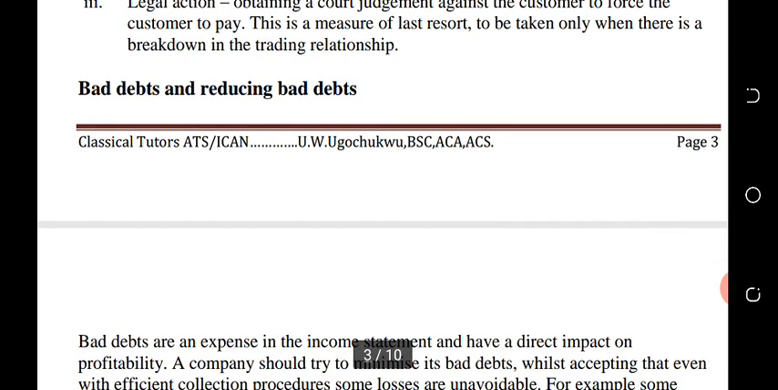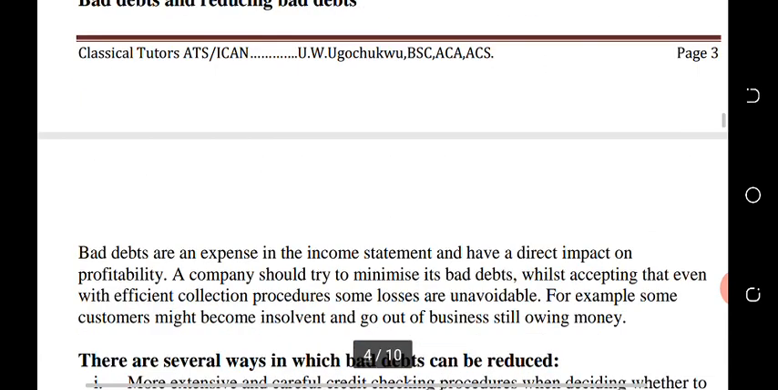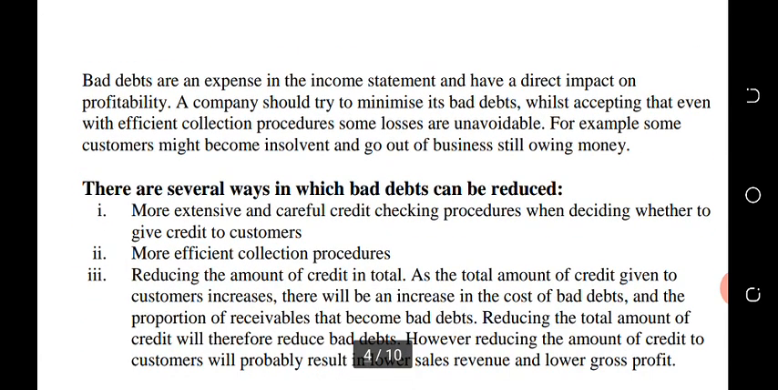Bad debt and reducing bad debt. Now what is bad debt and how will you reduce bad debt? Bad debts are an expense in the income statement and have a direct impact on profitability. So when bad debt increases, profitability will reduce. But when bad debt reduces, profitability will increase. A company should try to minimize its bad debt while accepting that even with efficient collection procedures, some losses are unavoidable. For example, some customers might become insolvent and go out of business, still owing the company.